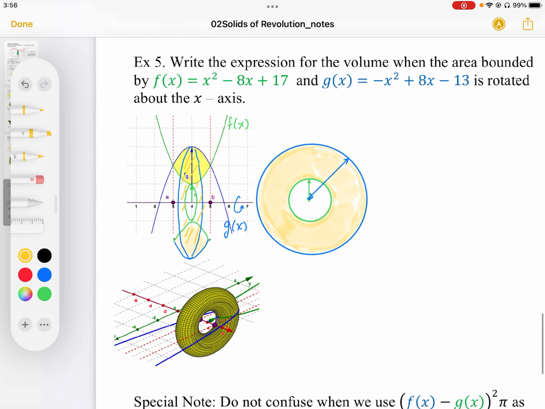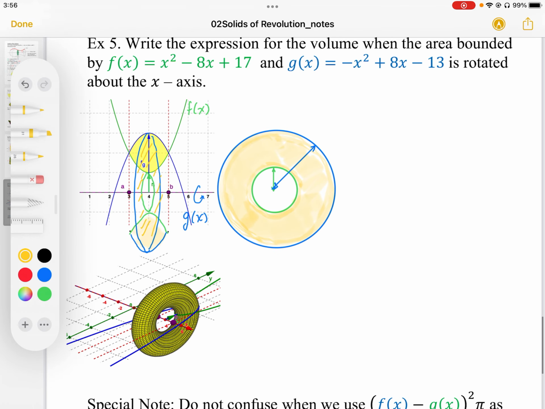What's important then, when we do our slices, is to recognize what type of slice area we have. It's different if we have a circular slice, a disc without a hole, or a disc with a hole, because those two areas are calculated differently. So I'm going to come up with the area of this washer.